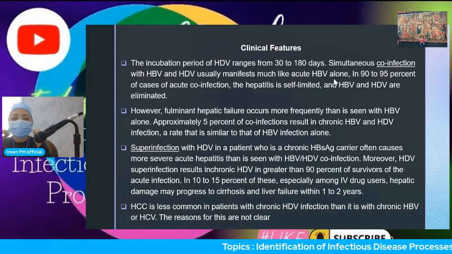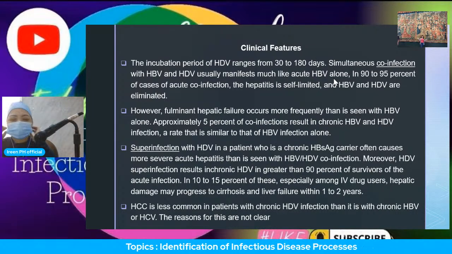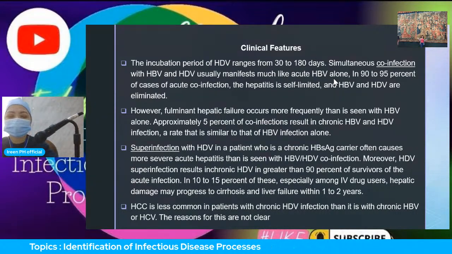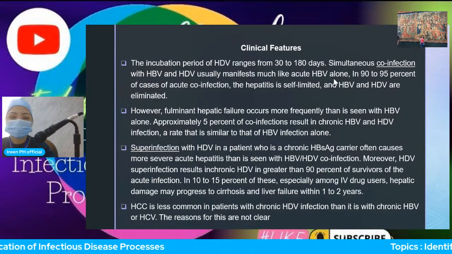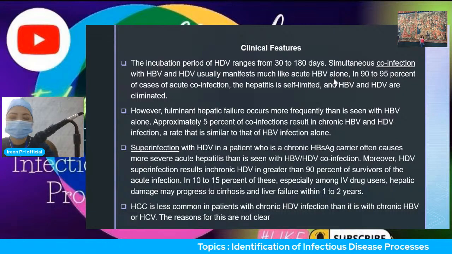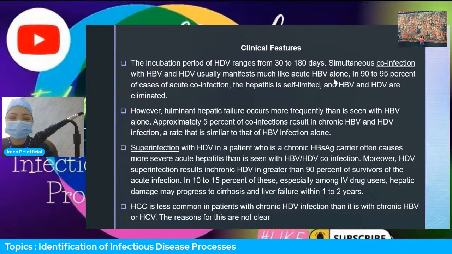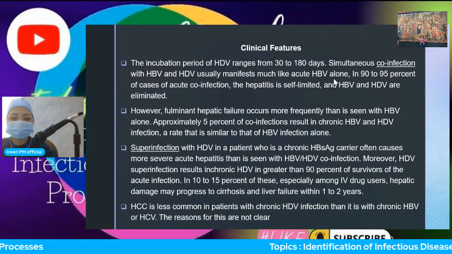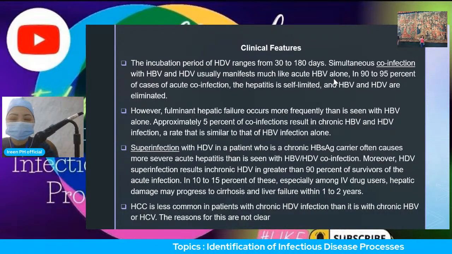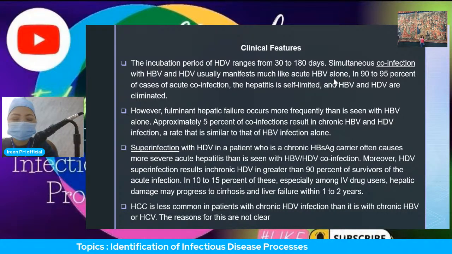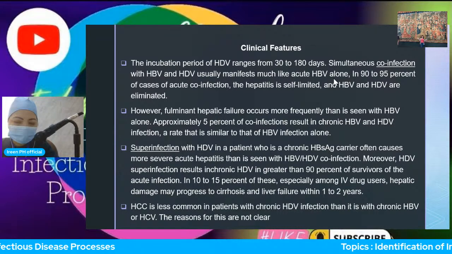However, fulminant hepatic failure occurs more frequently than is seen in hepatitis B virus alone. Superinfection with hepatitis D virus in a patient who is chronically infected with HBV very often causes more severe acute hepatitis than is seen in hepatitis co-infections. Moreover, hepatitis D virus superinfection results in chronic hepatitis D virus in greater than 90% of survivors of the infection.